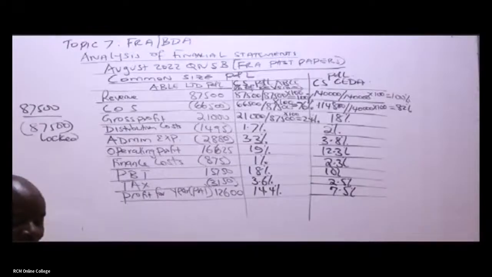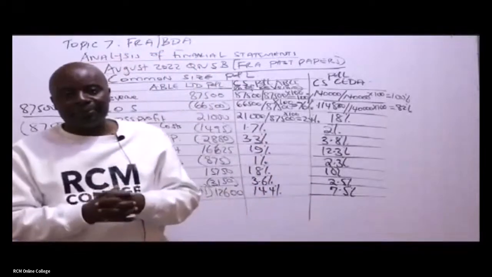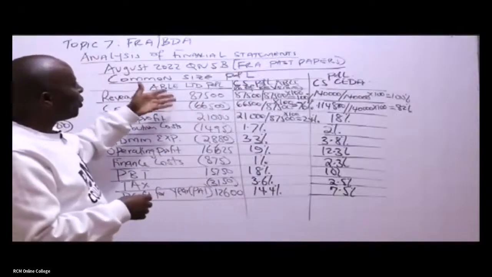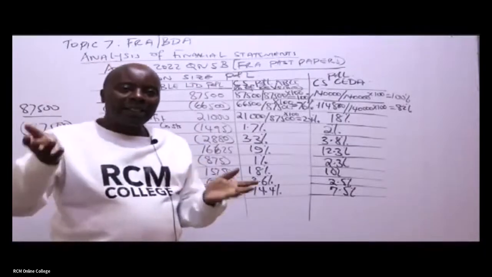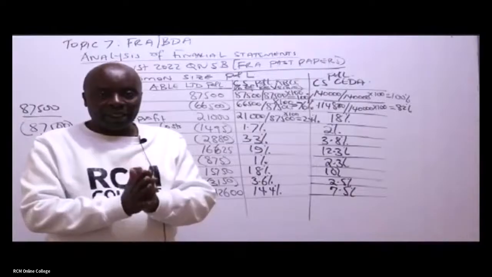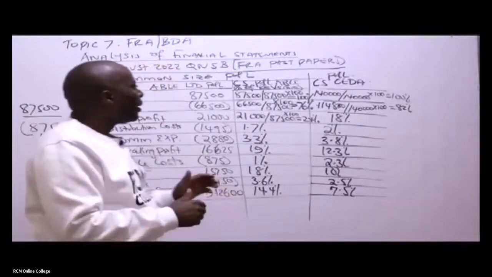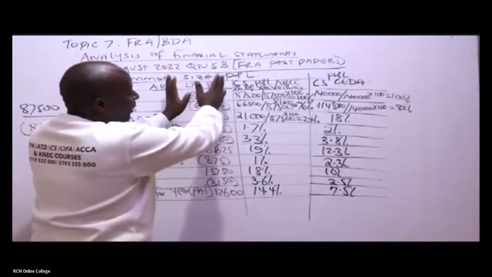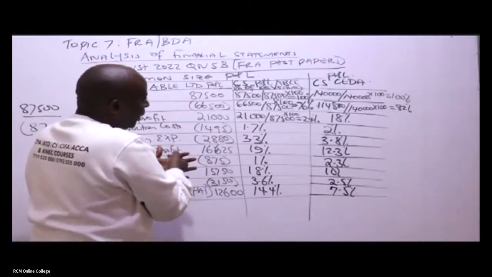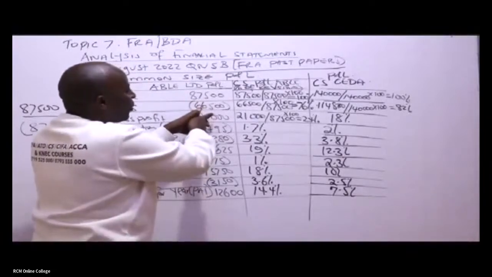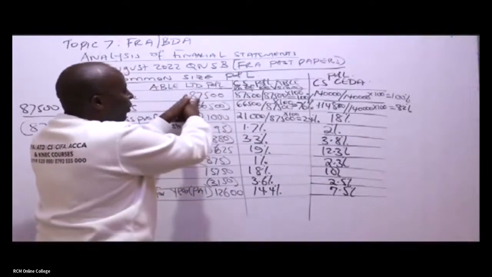What we are doing is basically what we call common size statement. So we look at the common item. Like in this question here, which is August 2022 question 5, when we are doing common size profit and loss, the common item, the baseline for the P&L, will always be revenue. So for the first company, Able, the revenue is 87,500, and all the numbers given in the P&L will be divided by the revenue figure.